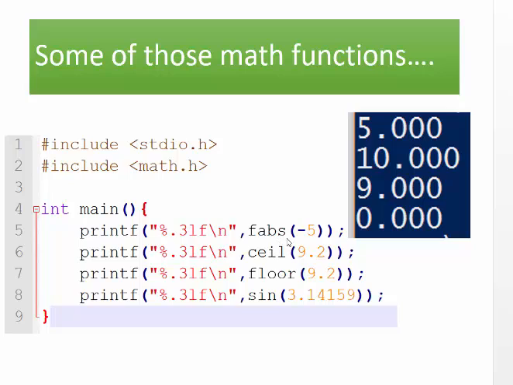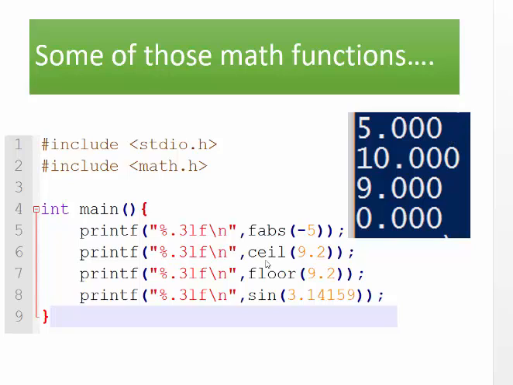One is the absolute value function. If I put in absolute value of -5, notice I put it in as an integer, but it's going to be coerced into a double. And if I want to show it, I still have to keep in mind that it's going to be coerced into a double, so I have to use lf as my format specifier. My .3 means I'm going to show 3 numbers past the decimal point. So sure enough, the absolute value of -5, even though I entered it as an integer, is coerced into a double, and I show it as a double, 5.